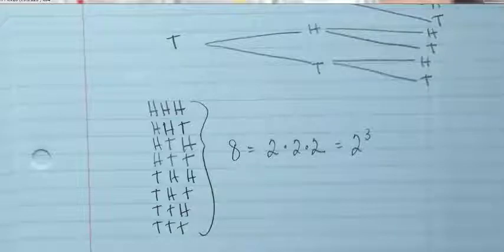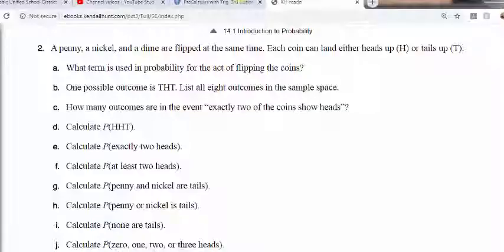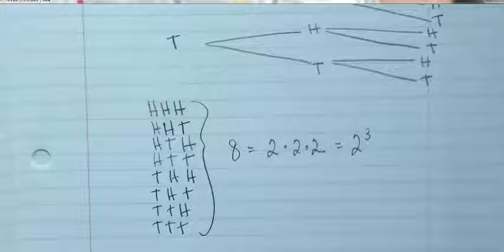All right, moving on. How many outcomes are in the event? Exactly 2 of the coins show heads.